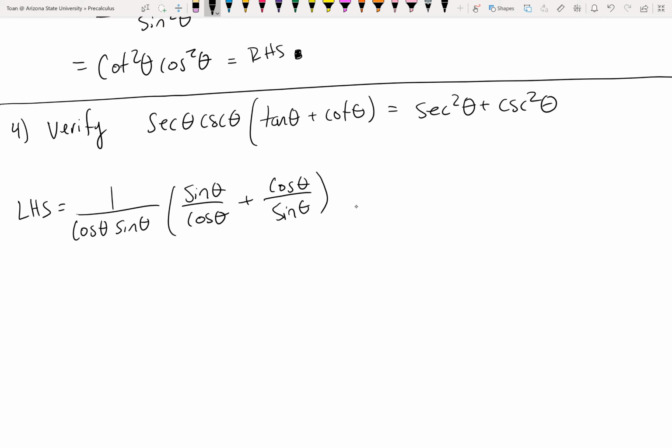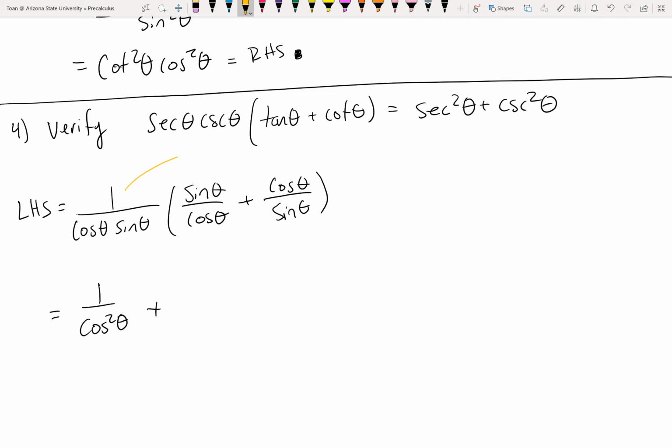Now, most people traditionally would try to combine this as one fraction, but I notice that we are multiplying here. And I see a lot of sines and cosines and things should cancel. So that's actually what I'm going to do first. I'm going to distribute this guy in here. I hope everyone can agree that when you do the first distribution, these sines should cancel out because we have a sine on top, sine on the bottom. And we're left with 1 over cosine times 1 over cosine, which is 1 over cosine squared.